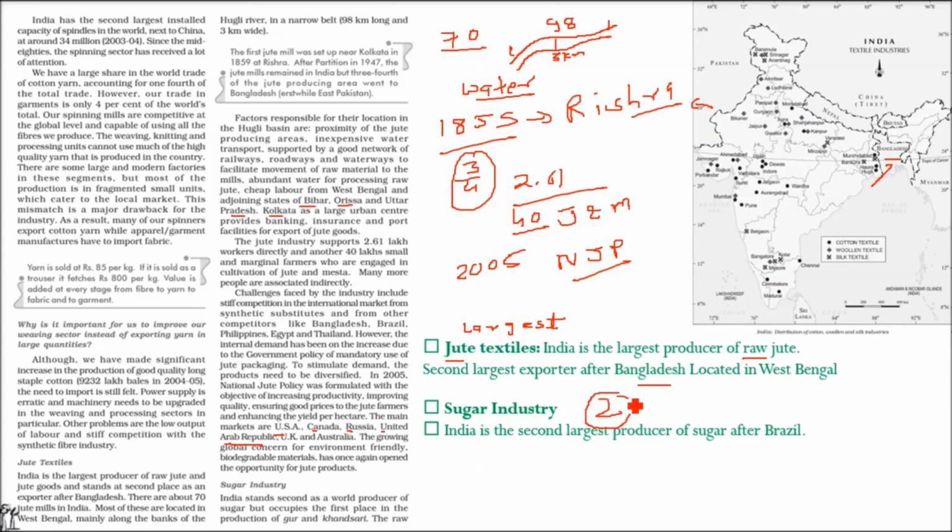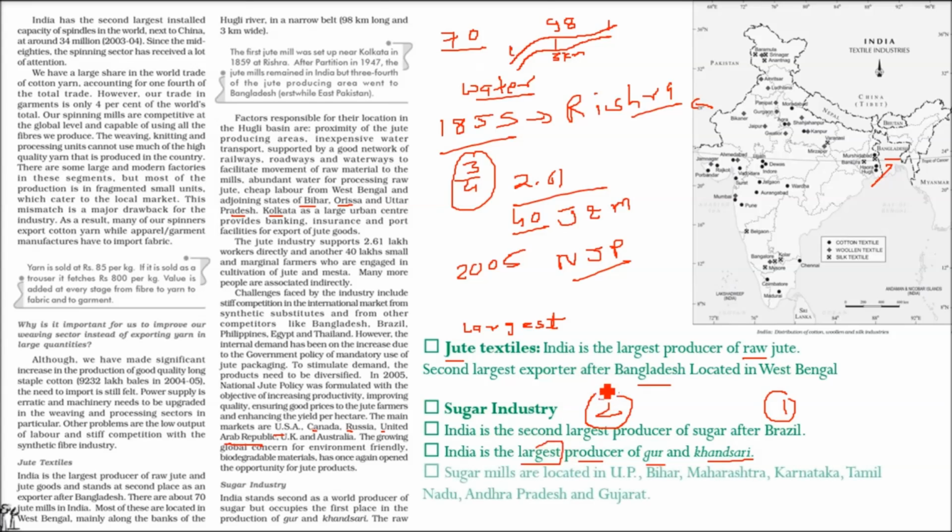India is again the second largest producer. We are always first, second or third, we are always in this league. So we are the second largest producer of sugar, and the first one is Brazil. But when we talk about gur and khansari, these are also a kind of production like sugar, which comes from sugarcane. It's a different kind of sugar, you can say, but it is mostly used in the rural part of India. India is the largest producer of gur and khansari. This you have to remember.